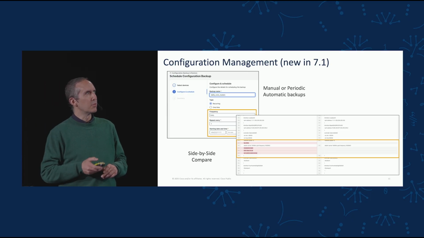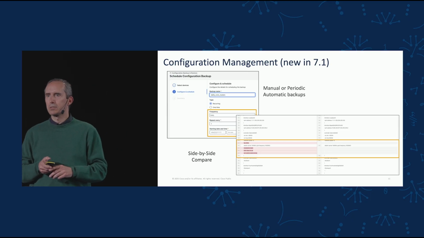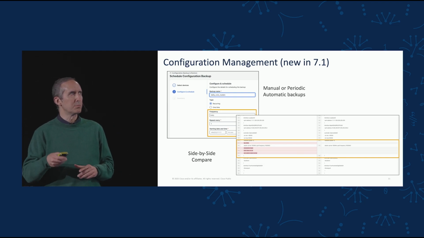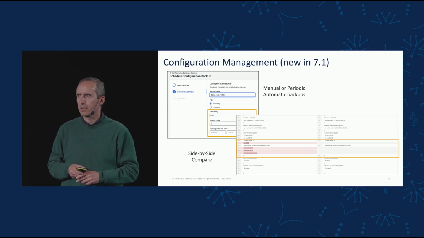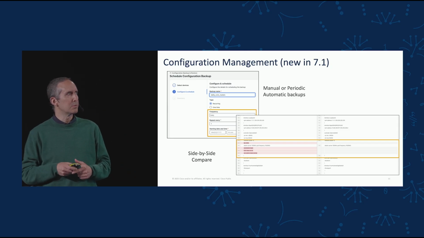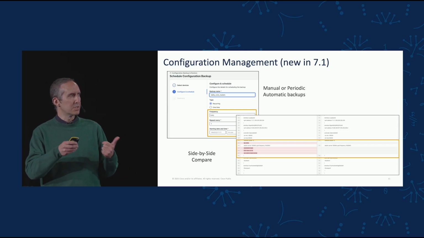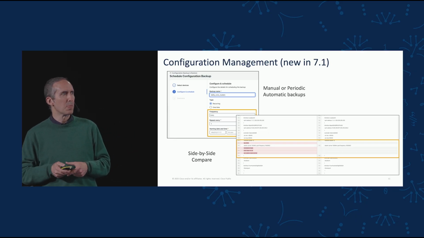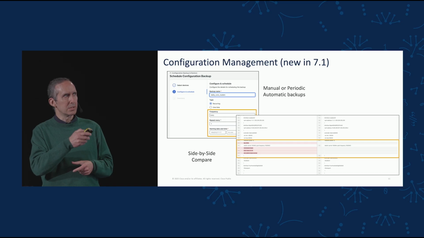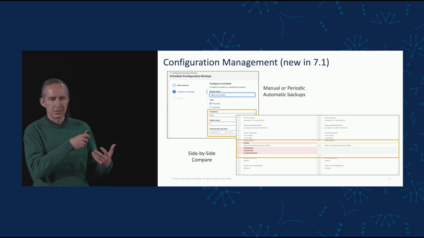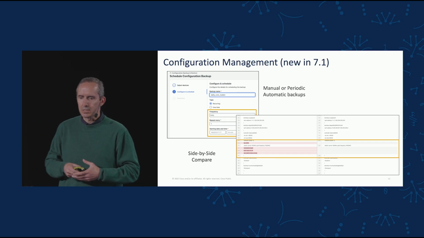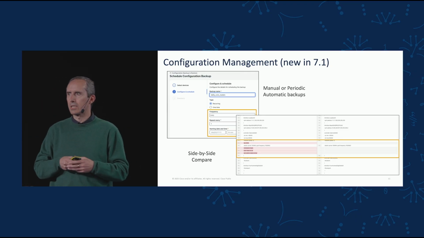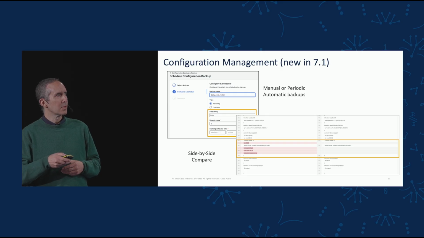Next is also a new feature on 7.1, configuration management and backup and restore. We can do manual and periodic backups and restore them. We can also do some side-by-side comparisons of configurations over time. All this comes from EPNM, so we've been porting all these into CNC over time.